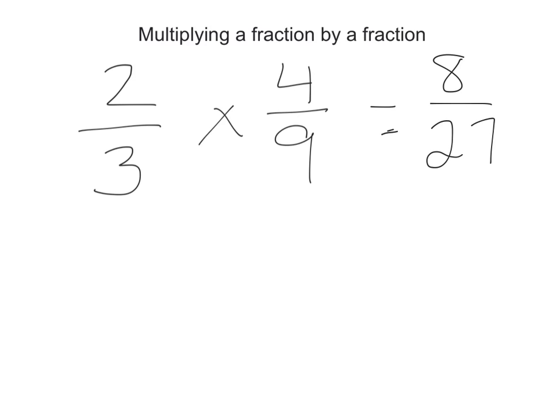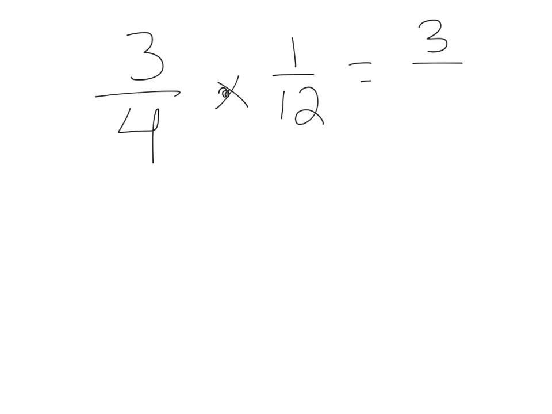Another problem we had is 3/4 times 1/12. And again, we would just multiply our numerators together. So it would be 3 times 1 is 3, and 4 times 12 is 48. That is not simplified, so their common factor would be 3.